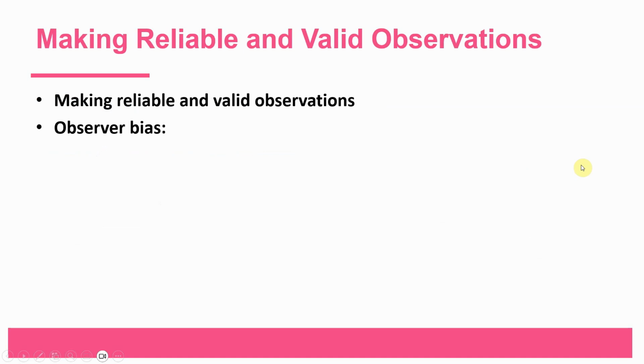Okay, so you might be thinking to yourself, well, how do we do this? If we're trying to collect data and we're just watching people, how do we make sure that what we are watching is reliable and valid? So there are 2 things to be thinking about when we think about being reliable and valid with our observations. The first is what's referred to as observer bias.